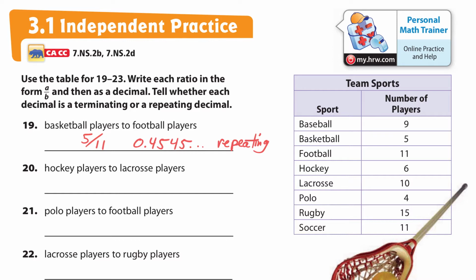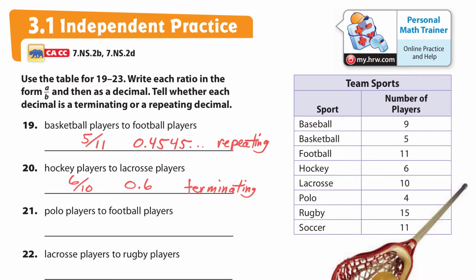When you have the other one, hockey players to lacrosse players. Hockey is 6 and lacrosse is 10. So that's 6 over 10. That's 6 tenths. You can just write that as 0.6, because 6 is in the tenths place right there. Pretty easy. And since it comes to an ending point, that is terminating.